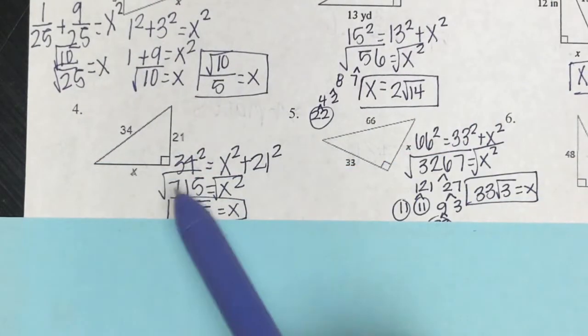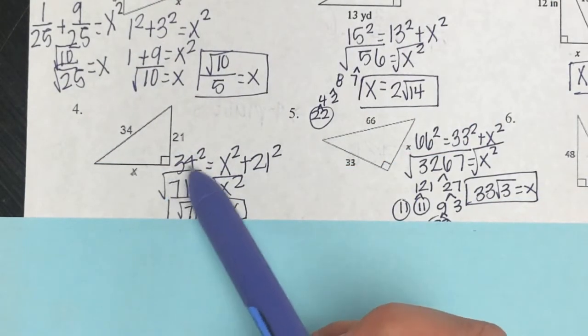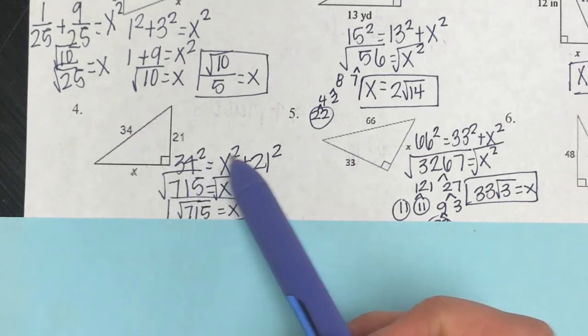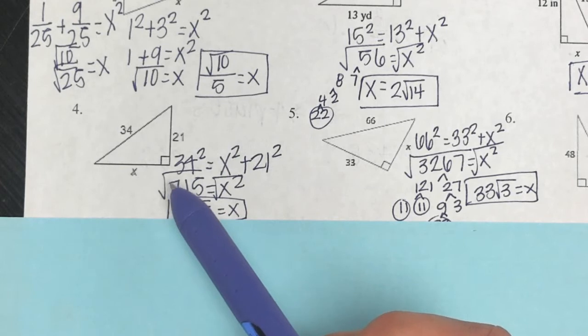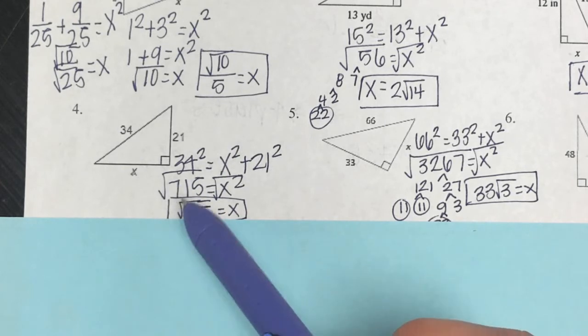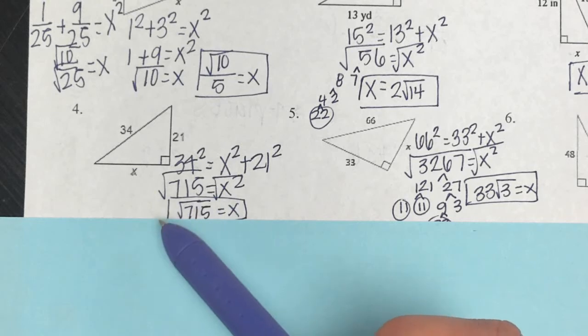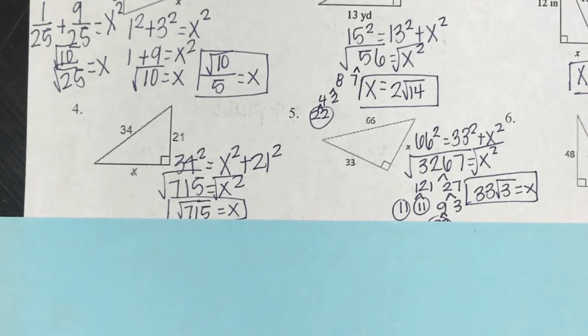Number 4, your hypotenuse was 34, so you leave it by itself, x squared plus 21 squared. When you plug 34 squared minus 21 squared in your calculator, you get the square root of 715, which does not reduce. So x is equal to the square root of 715.